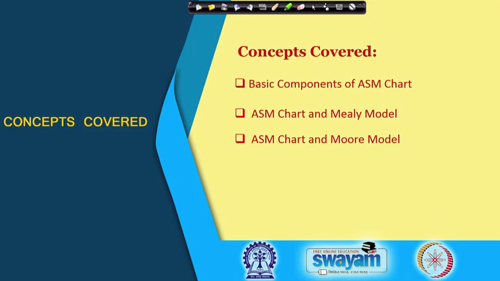Okay. So, today we shall look at another way of representing the problem statement, which is algorithmic state machine chart, ASM chart, and we shall look at what are the basic components of it and how this ASM chart looks like for Mealy model and Moore model.